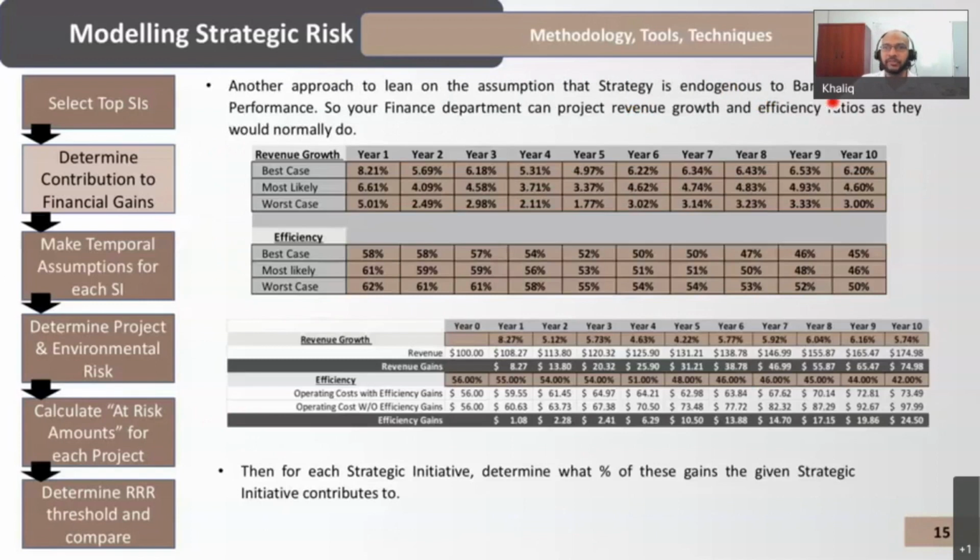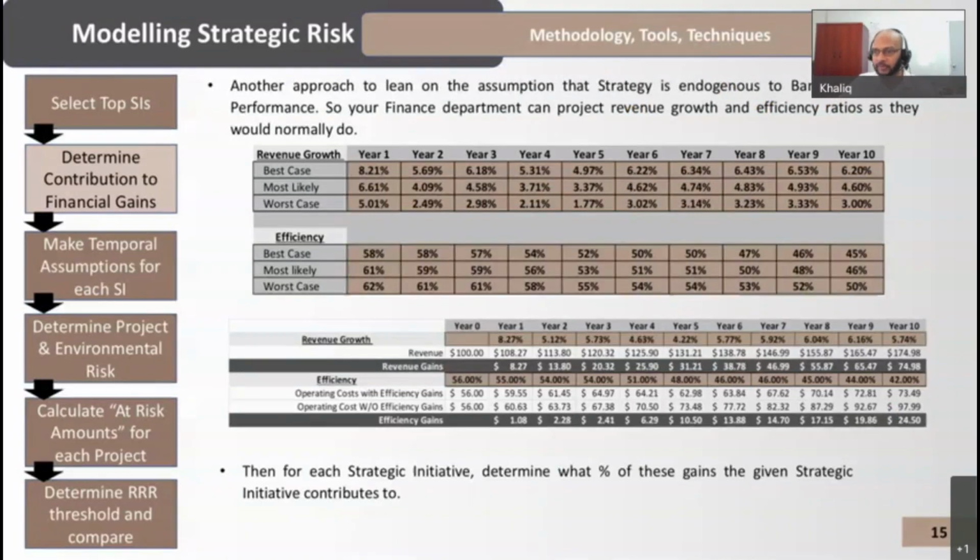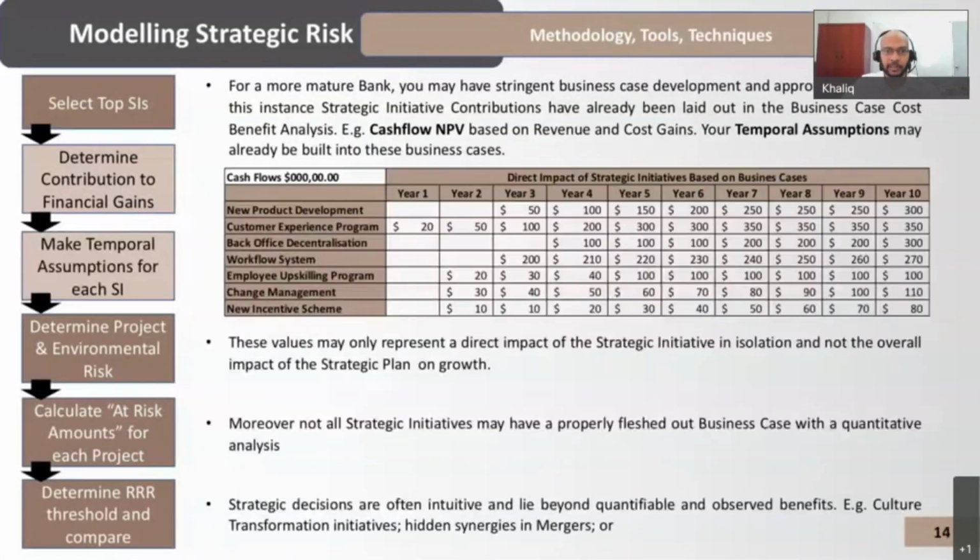I'm seeing a question coming through there, Ed, and I am going to read it out. How do you determine the weighting of the balanced scorecard items on slide 13? So maybe I could quickly address that.